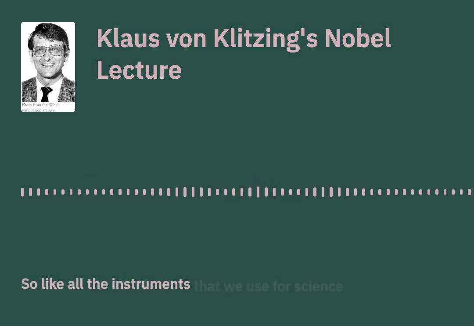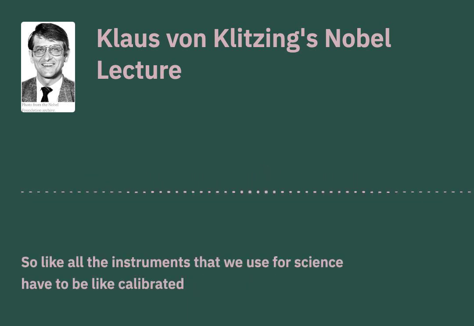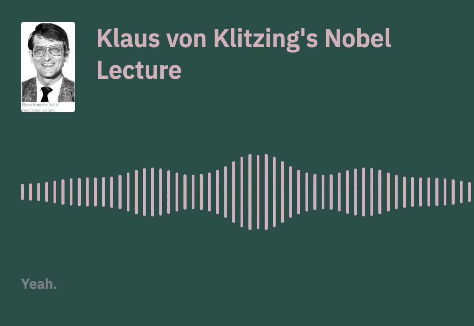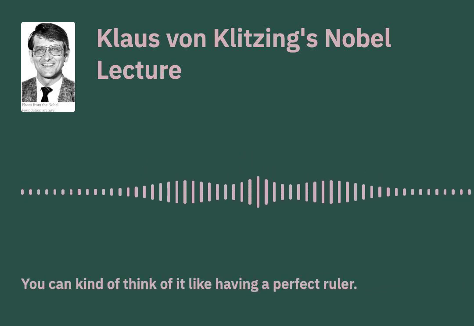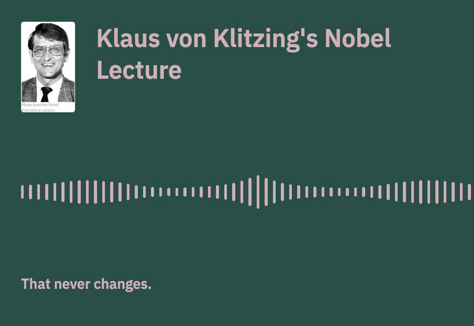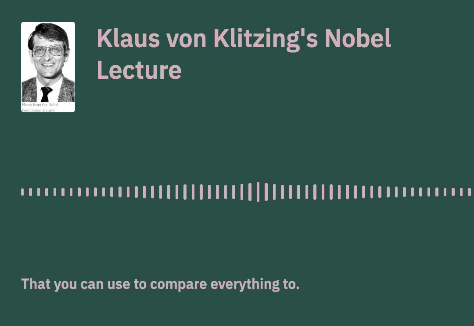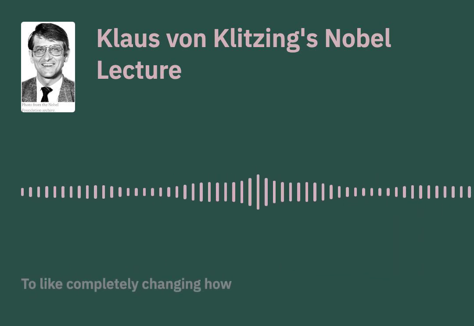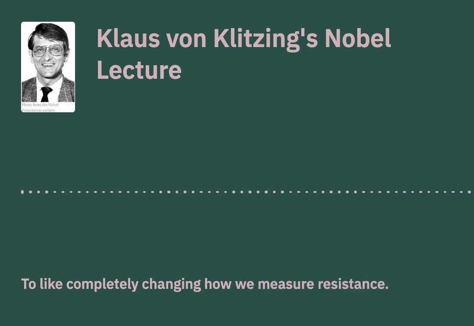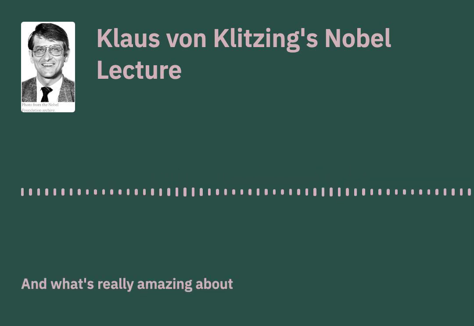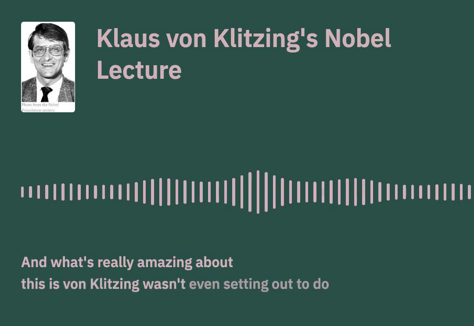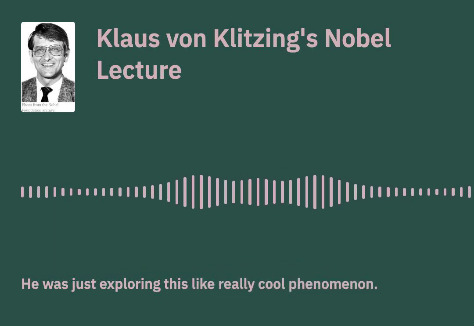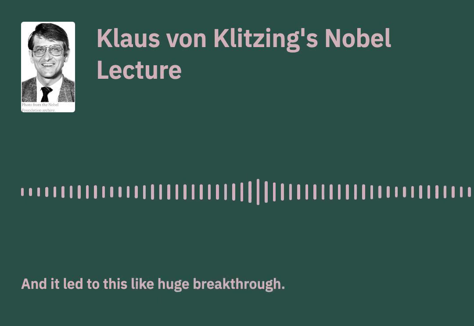So all the instruments that we use for science have to be calibrated in the same way. Exactly, that's what this effect is useful for. You can think of it like having a perfect ruler that never changes, that you can use to compare everything to. So we went from electrons in this thin layer to completely changing how we measure resistance. What's really amazing is that von Klitzing wasn't even setting out to do that. He was just exploring this really cool phenomenon, and it led to this huge breakthrough.